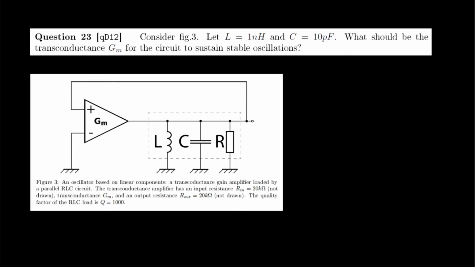This video will discuss the solution to question 23. Consider figure 3. Let L be 1 nanohenry and C be 10 picofarads. What should be the transconductance Gm for the circuit to sustain stable oscillations?